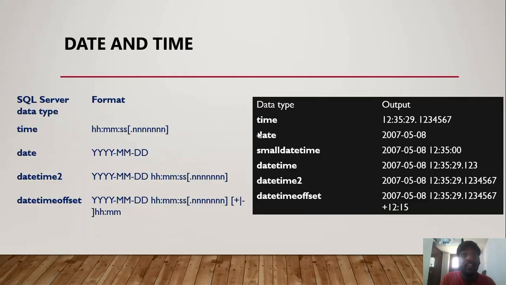Moving ahead, we have date and time data types. We have the standard data types of time, which represents only the time, and date, which has only the date. In smalldatetime we have both the date and time, and in datetime we have the date and time with more precision. Datetime2 is with even more precision. And datetimeoffset has an offset from the UTC time zone. So these are the common data types which you could see, and this is the example output table which you could refer to.